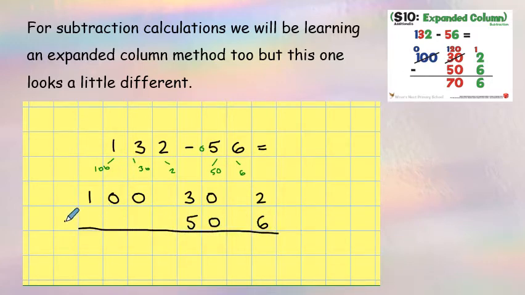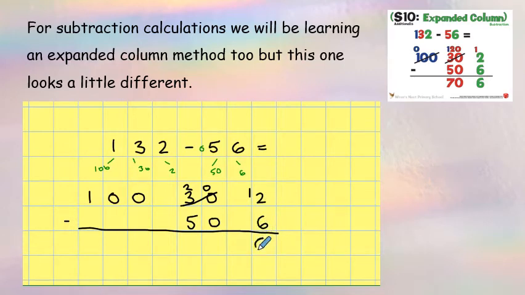starting with the ones, but we can't take away 6 from 2, so we have to exchange one of the tens. So we take 1 ten from 30 and we put it into that ones column. Now we can subtract 6 from 12, giving us 6.